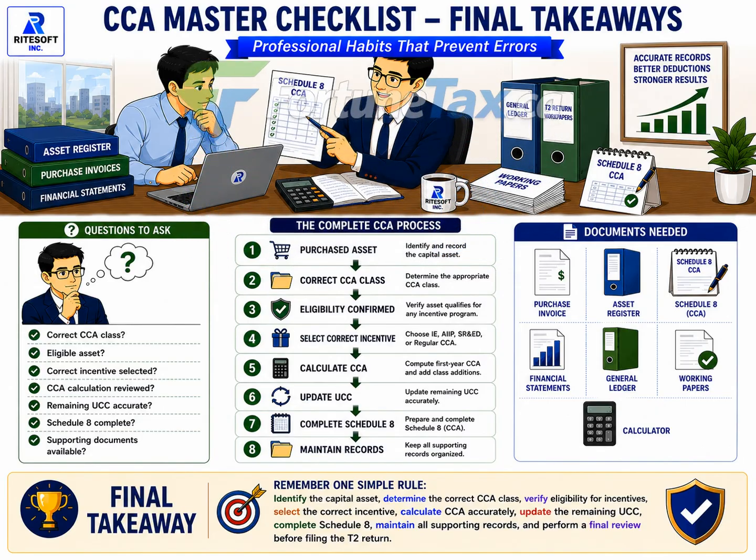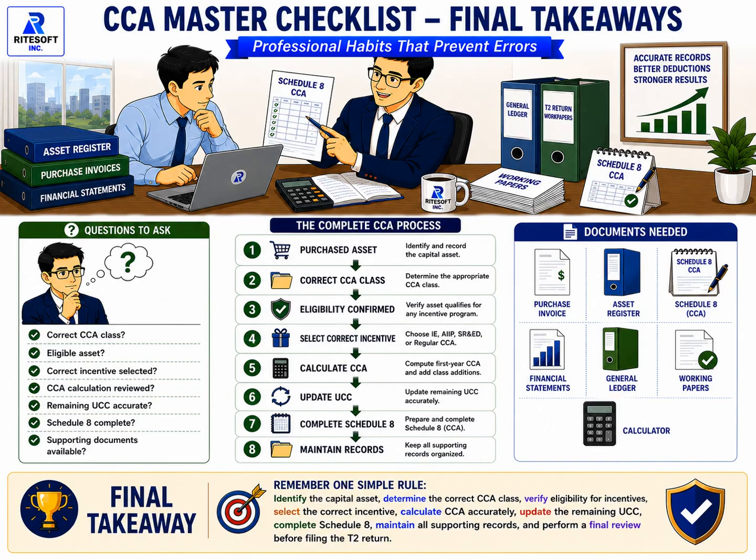After confirming the correct treatment, calculate the allowable capital cost allowance carefully. Use the appropriate rules for the applicable CCA class and incentive program, making sure every calculation is accurate before proceeding. Next, update the undepreciated capital cost, or UCC. The remaining UCC balance becomes the starting point for future capital cost allowance calculations. So maintaining accurate balances is essential for future taxation years.